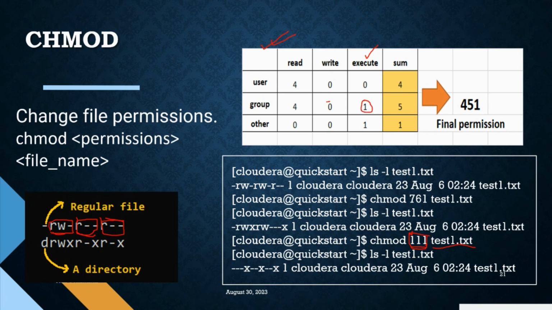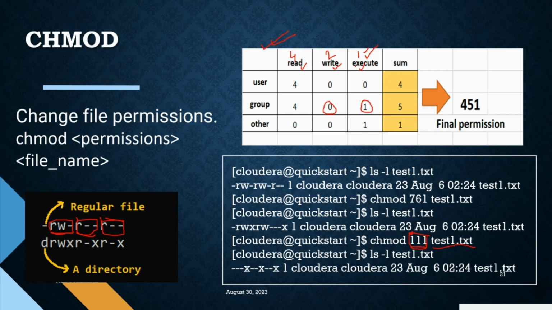For write it will be two. So for execution we pass 1, for write we pass 2, and for read we pass 4. If we are passing only 1, it means we are giving permission only for execution, not for read and write. If we are passing 3, like 2 plus 1, it means we are giving permission for write and execute. And if we are passing 1 plus 2 plus 4, that is 7, it means we are giving permission for read, write, and execute.